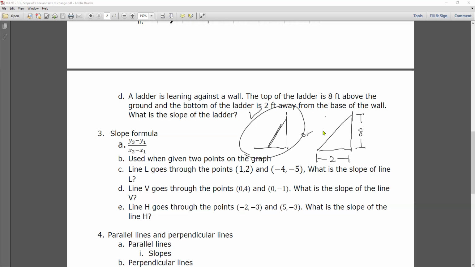So what is the slope of the ladder? Well, if I start from the bottom of the ladder to the top of the ladder, that means I had to go 2 to the right and 8 up. So my slope will be 8 over 2. Rise over run. Go up 8 and 2 to the right, or 4 over 1. So the slope is 4 over 1, or just 4.